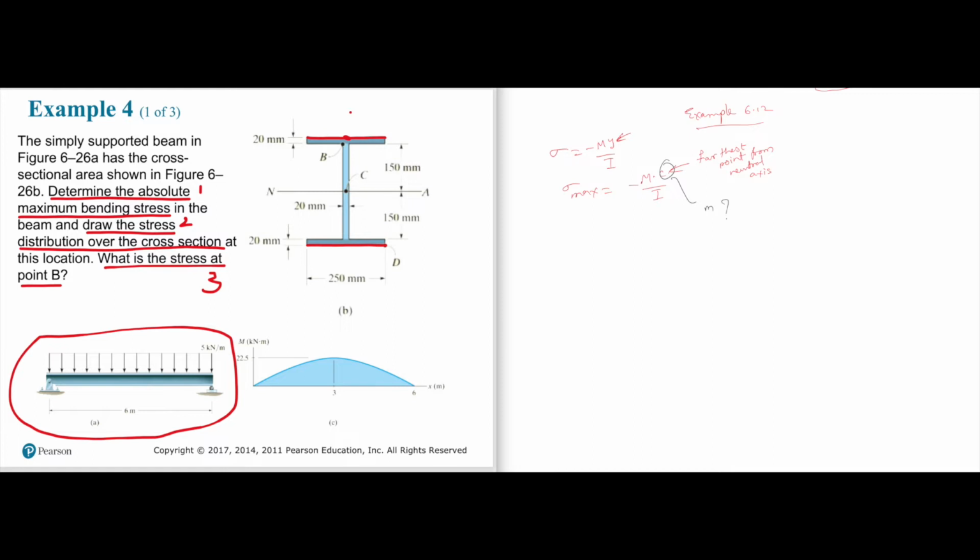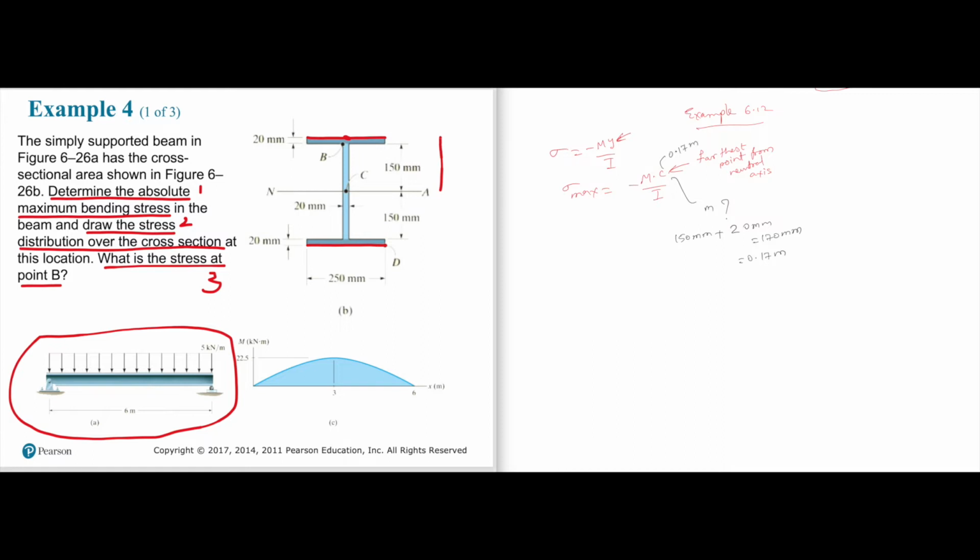Isn't it 150 mm plus 20 mm? Because this is 150, and from here to there is 20. So isn't it 170 mm? Or isn't it 0.17 meter? Yes, C is 0.17 meter. So the C is 0.17 meter.